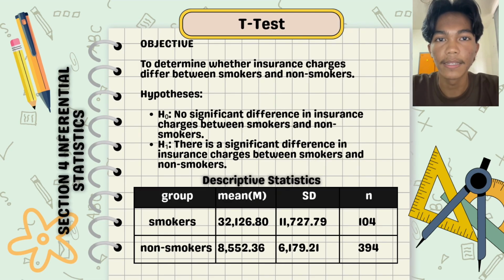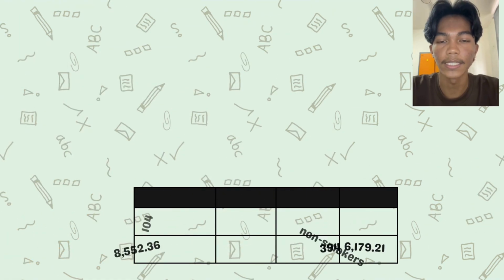Based on the descriptive statistics shown in the table, smokers record a mean insurance charge of 32,126.80, while non-smokers record a much lower mean of 8,552.36. This suggests that smokers tend to pay considerably higher insurance charges.